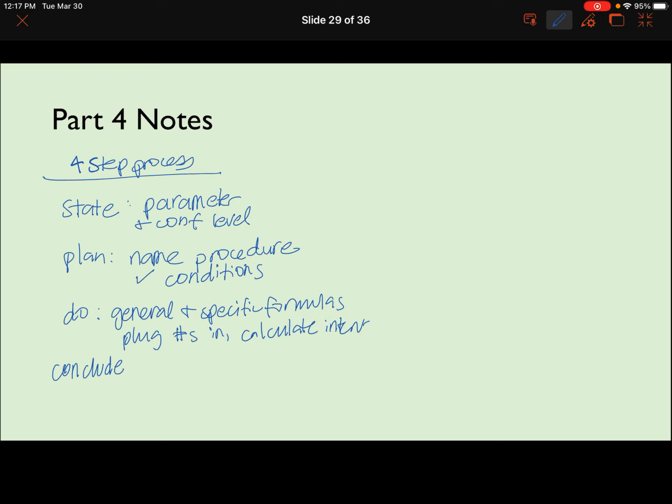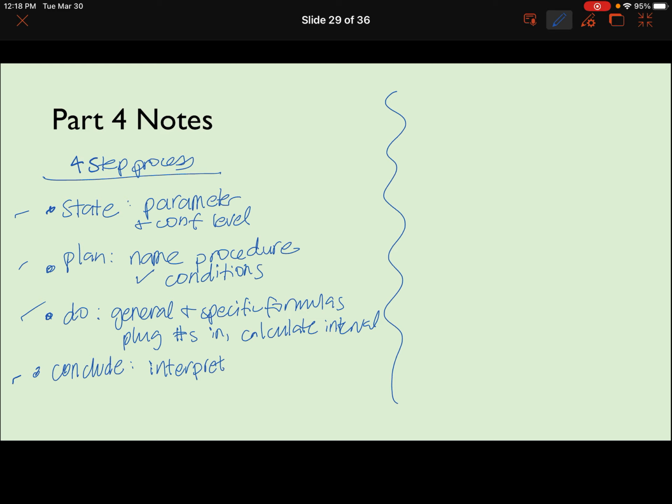And then the last step, to conclude, is just your interpretation. If you need examples on that, you can always go back and look at the classwork we just did. For the first few times I ask you to do this, I'll outline the steps for you. But as we move forward in the unit, it'll be more just like construct the interval, and you're just going to have to remember, okay, that means I have to state and plan and do and conclude.